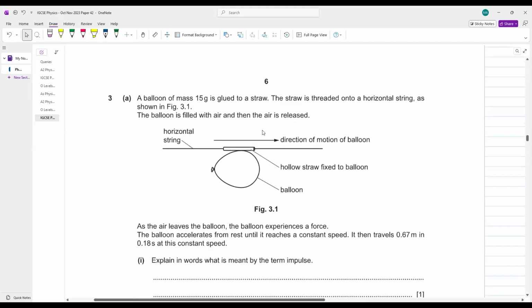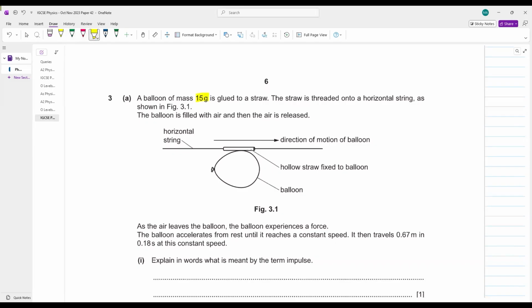A balloon of mass 15 gram is glued to a straw. Okay. So you have a balloon of mass 15 grams that is glued to a straw. Okay. The straw is threaded onto a horizontal string as shown in figure 3.1. Okay. So you have a balloon of 15 grams.